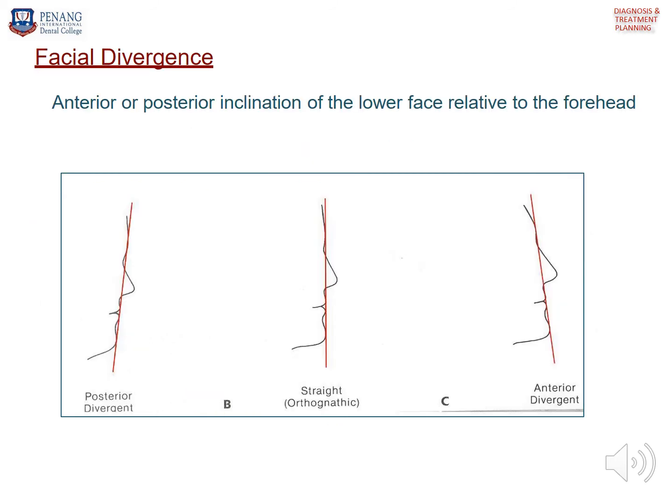Facial divergence is defined as the anterior or posterior inclination of the lower face relative to the forehead. It can be divided into three types: anterior, posterior, and straight. For the posterior divergent, a line drawn between the forehead and chin slants posteriorly towards the chin. For the straight or orthognathic, the line between the forehead and chin is straight or perpendicular to the floor. And for the anterior divergent, a line drawn between the forehead and chin is inclined anteriorly towards the chin. The facial divergence is to a large extent influenced by the patient's ethnic and racial background.